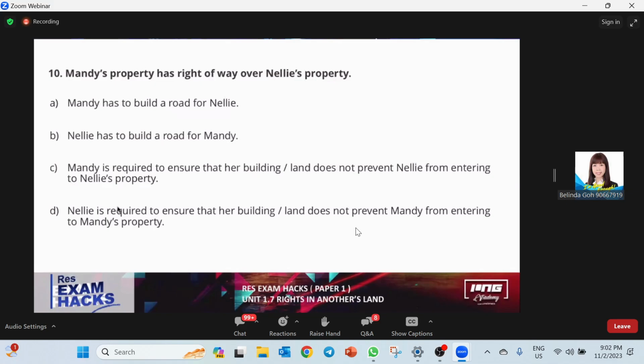Mandy is required to ensure that her building and land does not prevent Nelly from entering Nelly's property. Nelly is required to ensure that her building or land does not prevent Mandy from entering into Mandy's property. So what is the answer?